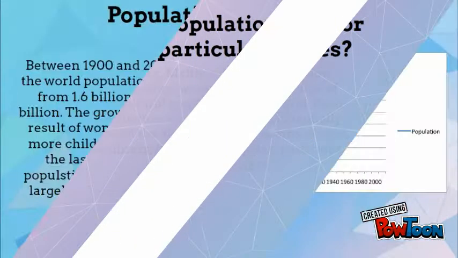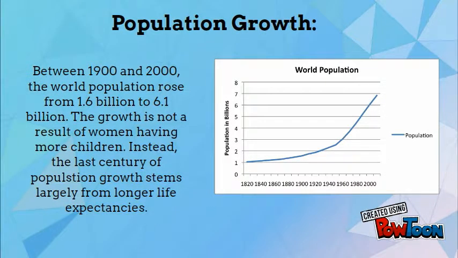Between 1900 and 2000, the world population rose from 1.6 billion to 6.1 billion. The growth in world population is not a result of women having more children. Instead, the last century of population growth stems largely from longer life expectancies.